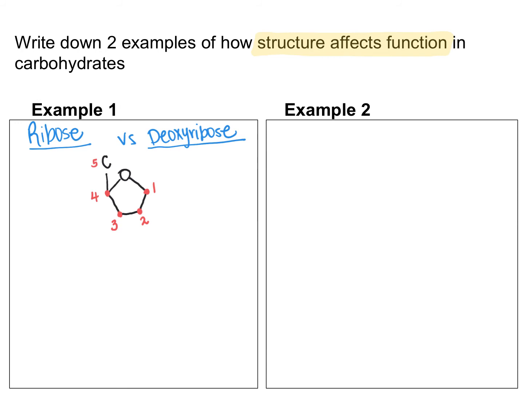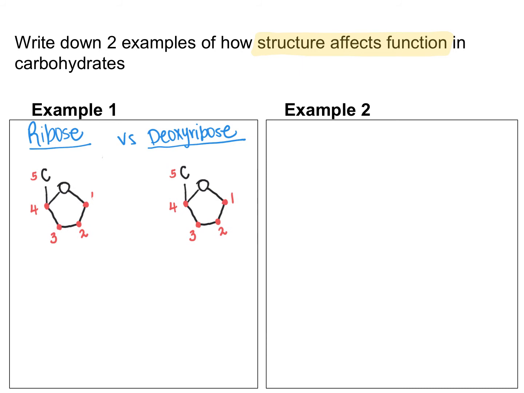So now that I have the basic structure of this pentose, I'm going to explain what the structural differences are between ribose and deoxyribose, and then talk about how that change in structure affects the function of this sugar in living organisms. So now go ahead and draw your ribose and deoxyribose. When you are ready, resume the video.